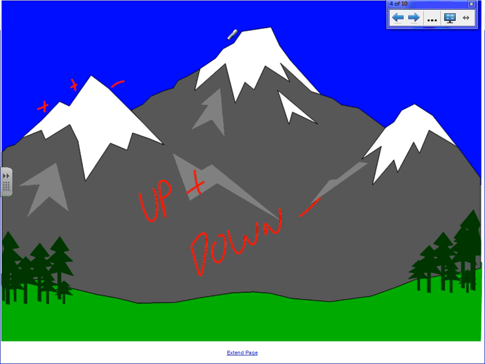So we've got some positive slope on this side, downhill, so negative slope, and get a little more positive here. It's just like when we read a book, we read from left to right. If we're going uphill as we go from left to right, then we've got a positive slope. If we're going downhill as we look from left to right, we've got a negative slope.